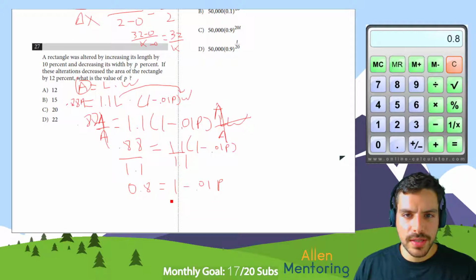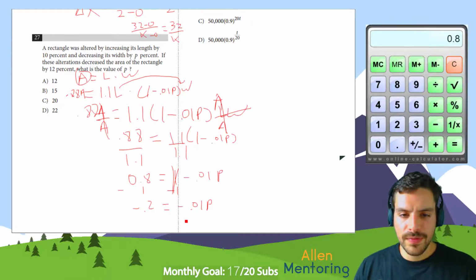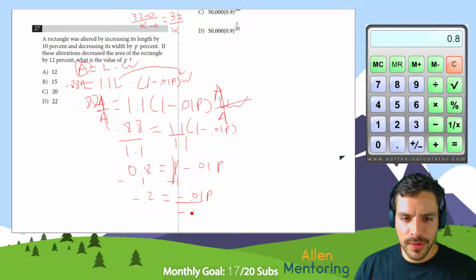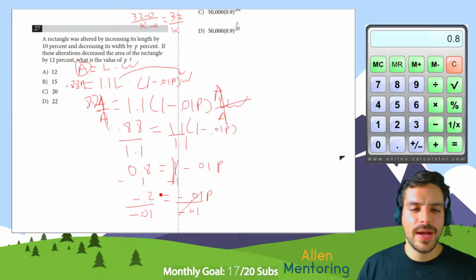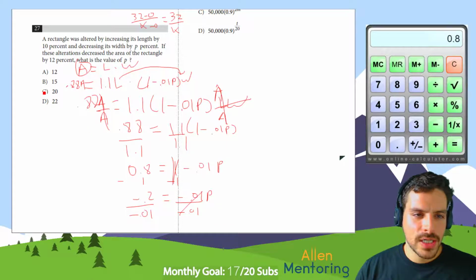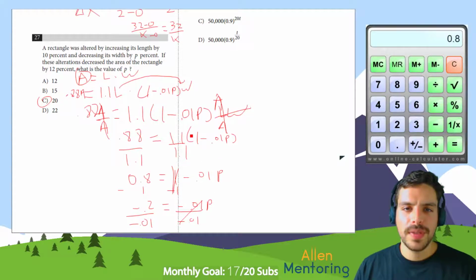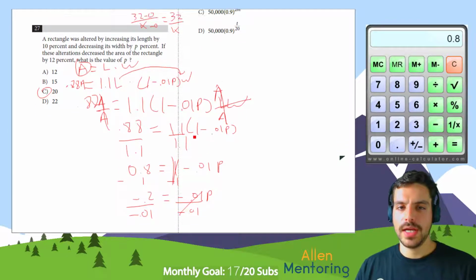So now we want to subtract 1 on both sides. And we know that 0.8 minus 1 will be negative 0.2. And negative 0.2 is equal to negative 0.01p. And if we divide both sides by negative 0.01 over negative 0.01, this cancels out. And 0.2 divided by negative 0.01 is equal to 20. So P is equal to 20 in this case.